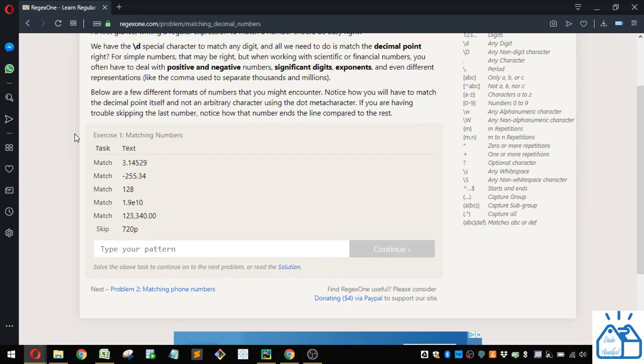All right, so we're looking at these. You can see these are all valid numbers. This one's scientific notation. This one's a negative number. They have decimal points. This one has a comma separator for the thousands. So how can you match these first 5 but not the last one?